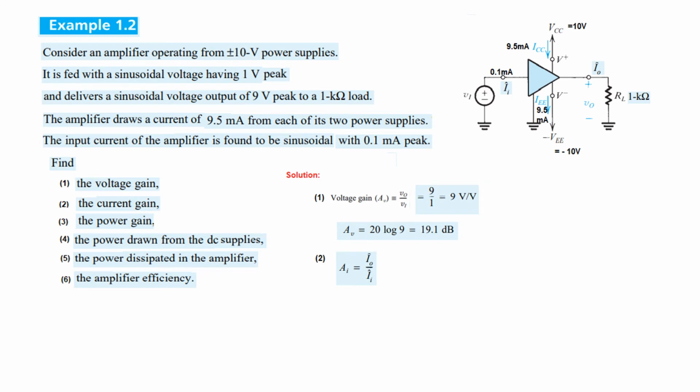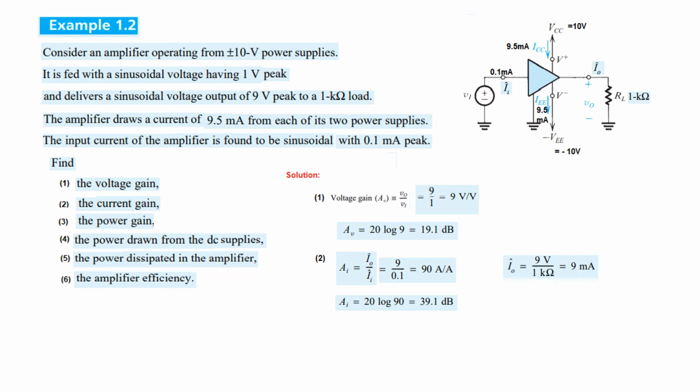Similarly, the current gain is the output current over input current. We know input current to be 0.1 milliampere peak, but we don't know output current, but we can find it from here. We know this voltage to be 9 volt, and this resistance to be 1 kilo. So we can find the output current to be 9 volt divided by 1 kilo, which is equal to 9 milliampere peak. So putting in these two values, 9 divided by 0.1, peak and peak get cancelled. So it is 90 ampere by ampere.